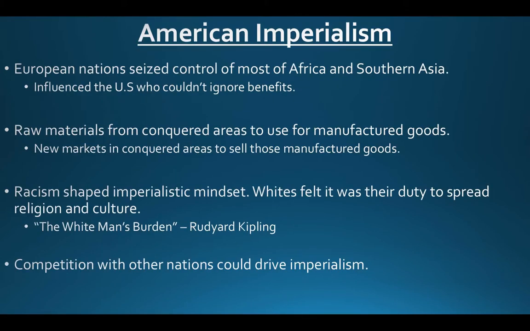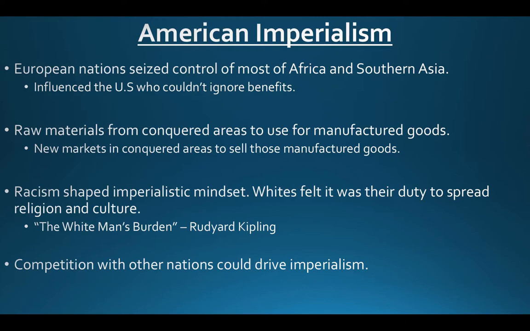Okay, so hopefully you remember from your World History II class that the European nations had really seized control of most of Africa and southern Asia. And really, when the United States is looking on to this from afar, they are really going to be influenced by it, right? Because they can't really ignore the benefits of this. And as one of the main reasons for imperialism, the raw materials that are going to be received from these conquered areas are going to be brought back for manufactured goods.